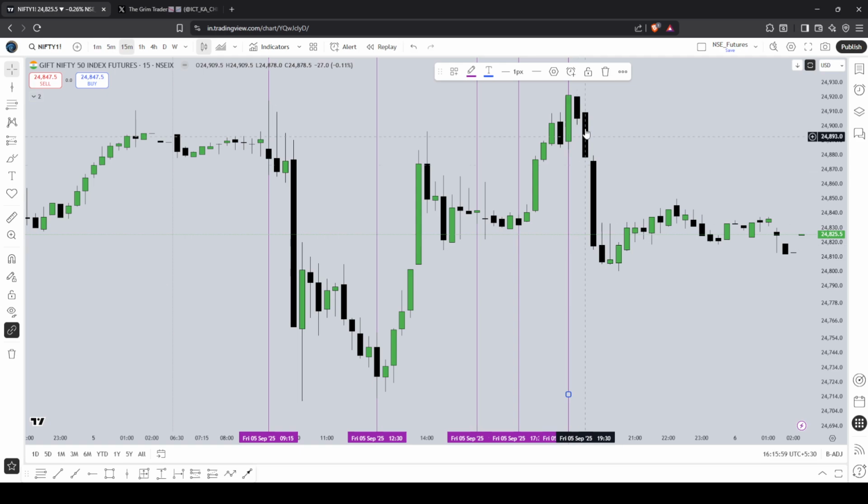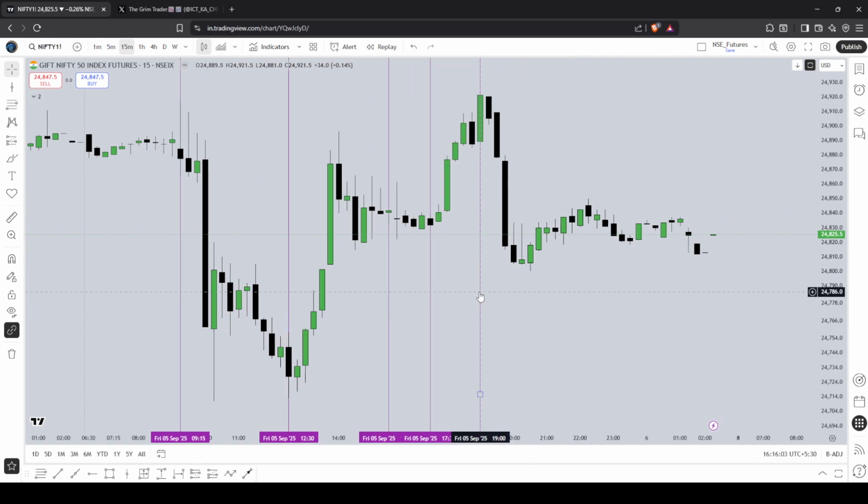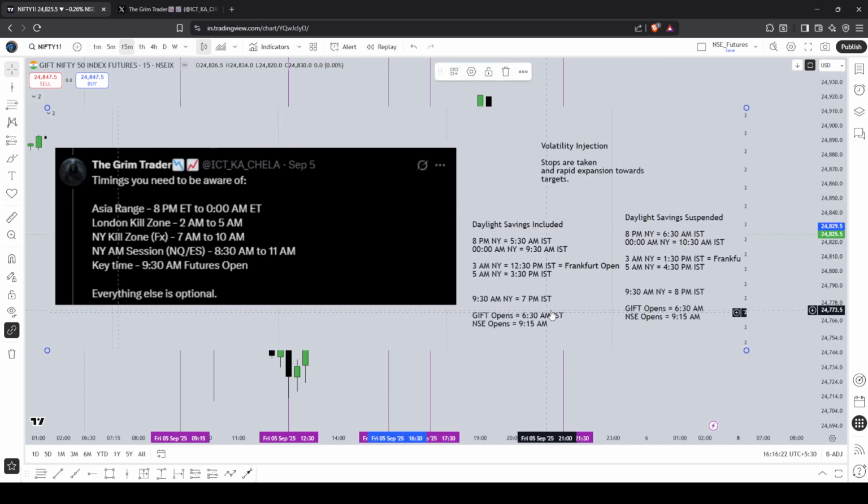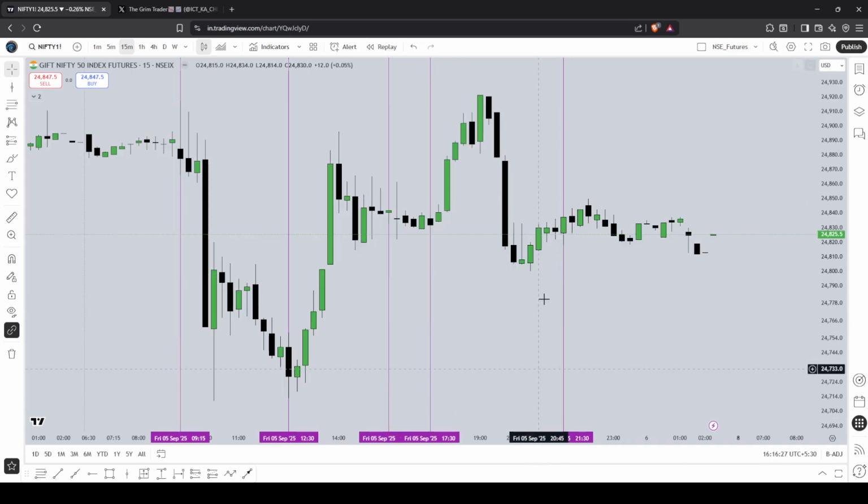This is 9:30 a.m., 7 p.m., another volatility injection. You don't need this as a vertical line, but you need this as a vertical line. 9:30 p.m. India time is 12:30 p.m. New York time. I don't think I added this here. Ooh, I didn't add this here. You need to add that. 9:30 p.m. India time is 12:30 p.m. in New York time.